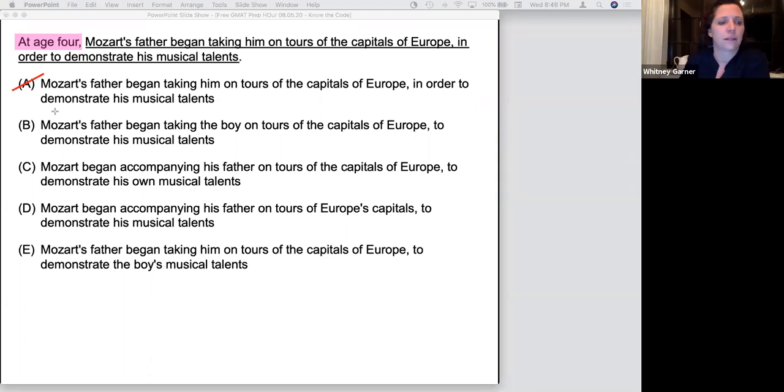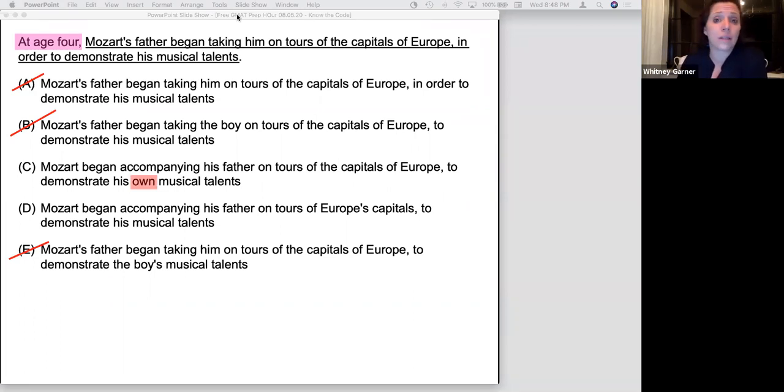And so we can actually eliminate any answer choice that doesn't put Mozart himself right after that introductory modifier. So I kill off A, B, and E. From there, I'm literally going to compare the two. So accompanying his father on tours of the capitals of Europe, on tours of Europe's capitals. I'm not going to make a fight about that one. To demonstrate his own musical talents, to demonstrate his musical talents. I'm assuming that the GMAT might think that just saying his musical talents is confusing, because is it the father or is it Mozart? And so saying his own might make it more clear. And so the correct answer is C.